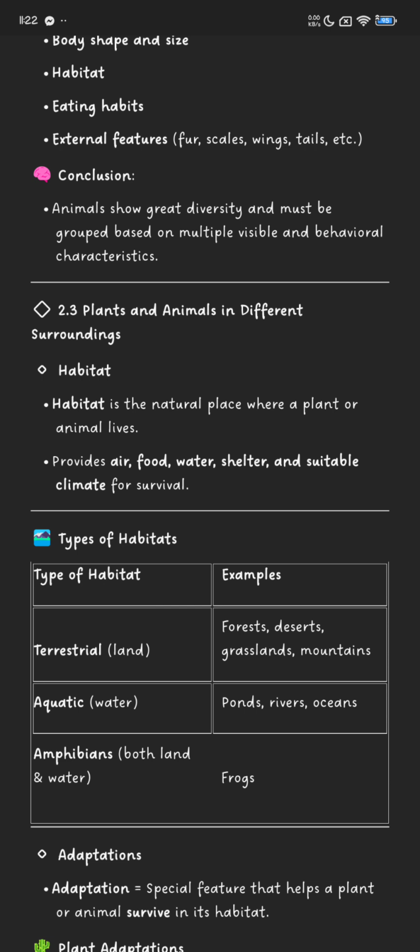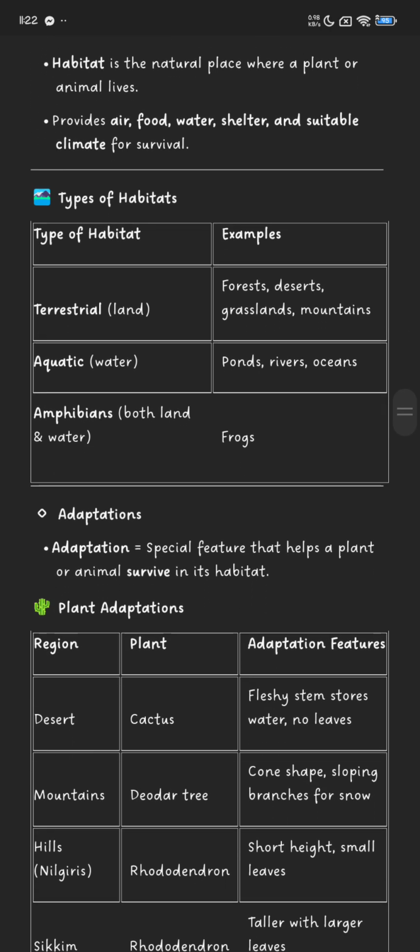Habitat. Habitat is the natural place where a plant or animal lives. It provides air, food, water, shelter, and suitable climate for survival. Types of habitats: terrestrial, land; aquatic, water; amphibians, both land and water.